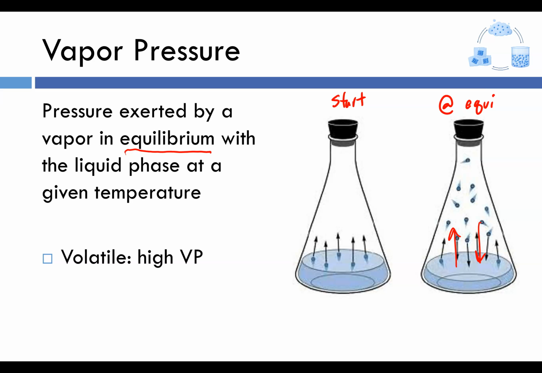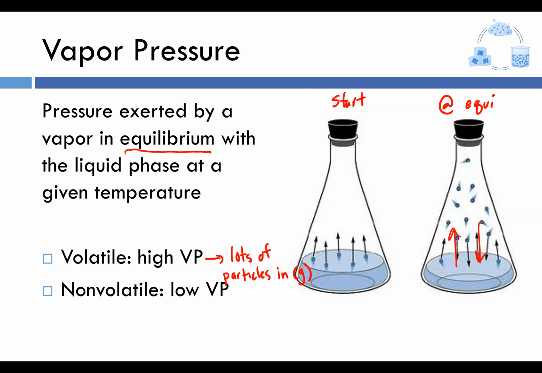When something is volatile, that means it has a high vapor pressure. You've probably worked with those little alcohol wipes before. They're in that little foil pack. You know when you rip that open, almost immediately you get hit with that scent of rubbing alcohol. That's because rubbing alcohol is relatively volatile. It has a high vapor pressure. That means that there are lots of particles in the gas phase.